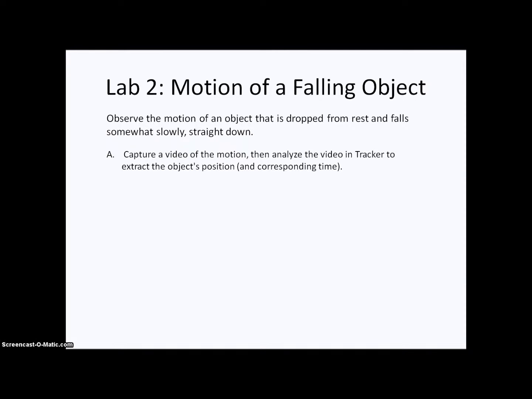Lab 2. Motion of a falling object. The purpose of this lab is to observe the motion of an object that is dropped from rest and falls somewhat slowly, straight down. The first step is to capture a video of the motion, then analyze the video in Tracker to extract the object's position with respect to time.